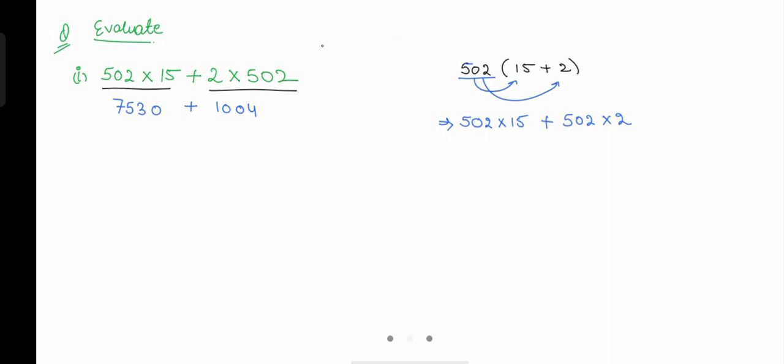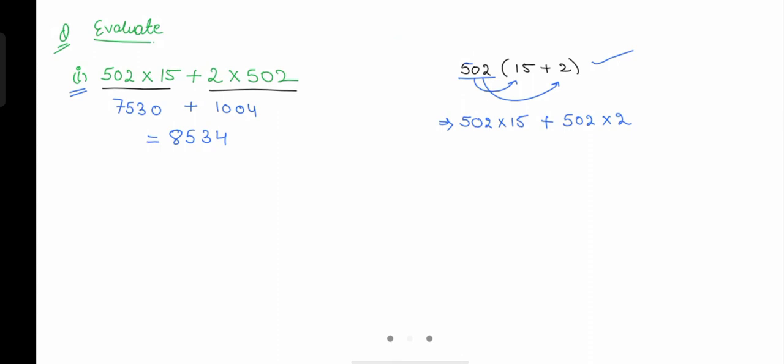So you have to see the comparison, that we could also write this same thing, that is 502 multiplied by 15 plus 2 multiplied by 502. We can also write it in this way. Why? Because of the distributive property. What will be the answer in this case? When you add them up, you will get the answer as 8534. So if someone just gives you this question and asks you, okay, solve out this question with the help of distributive property.